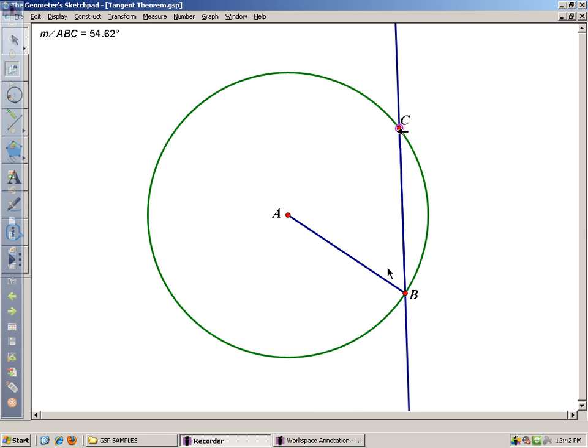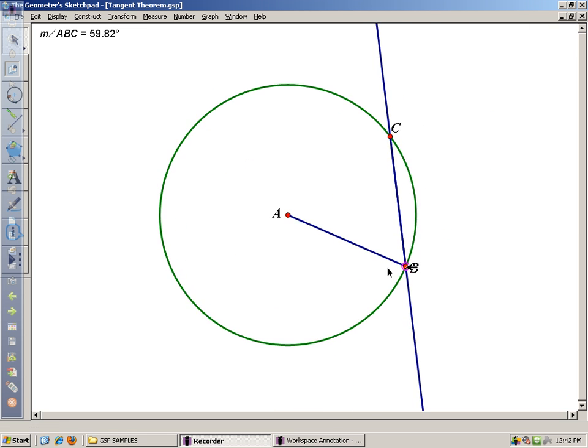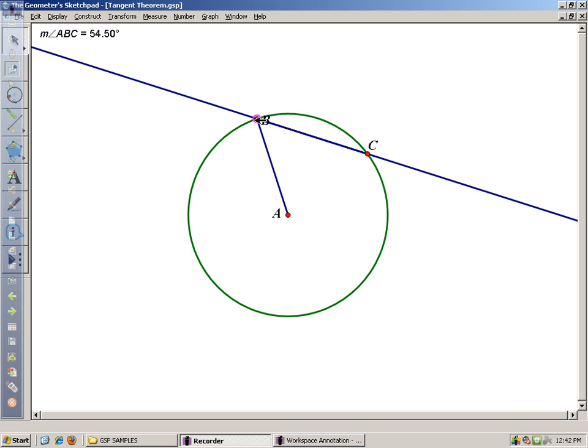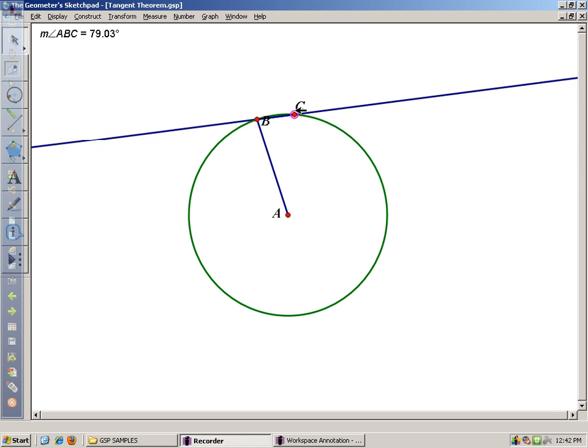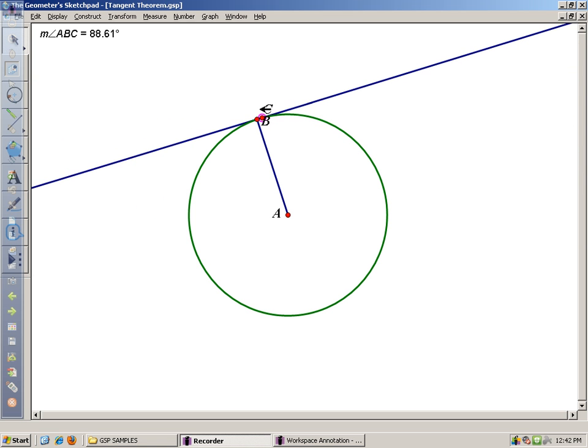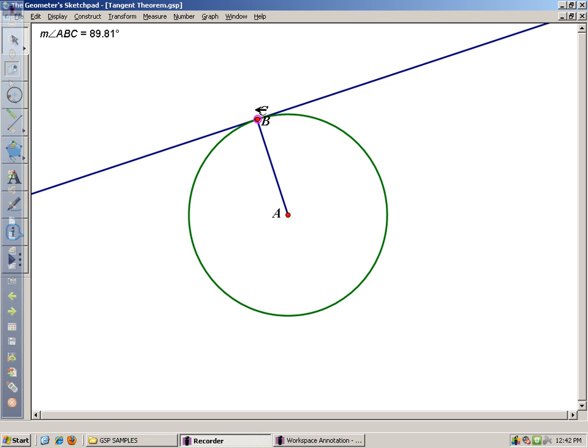So let me pull this around, and I can do a different radius. It doesn't matter where my radius is. So let's bring this around. So B and C are right on top of each other again. So that's about as close as I can get it there. So when B and C are right on top of each other, so when this secant turns into a tangent, the radius and the tangent line are perpendicular. They make a 90-degree angle.